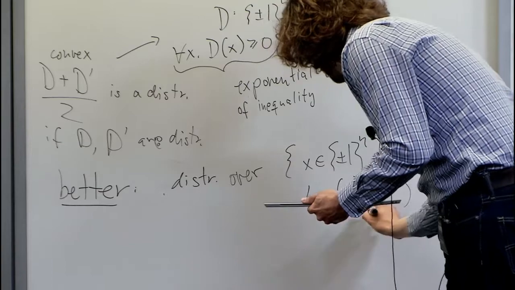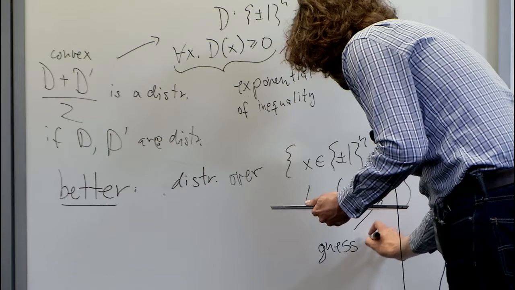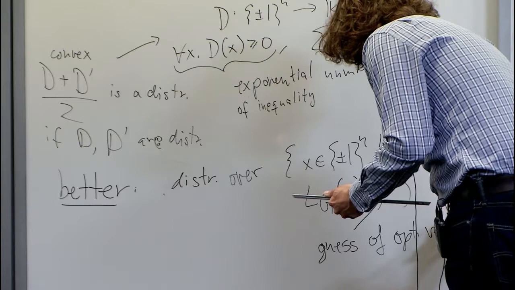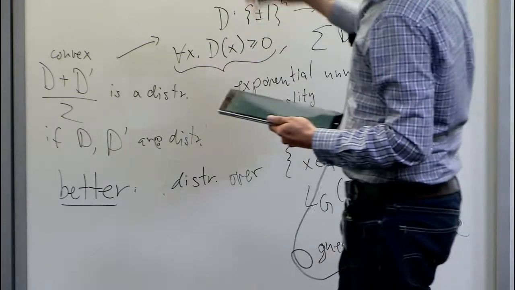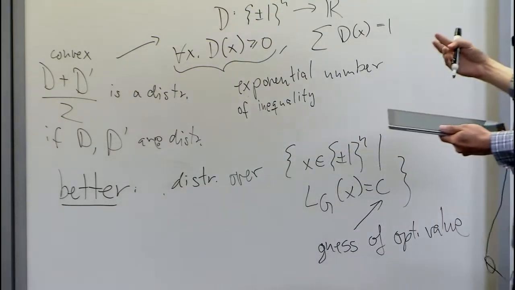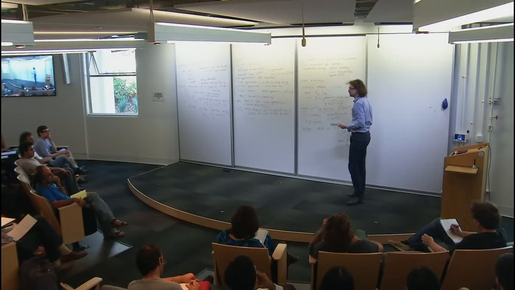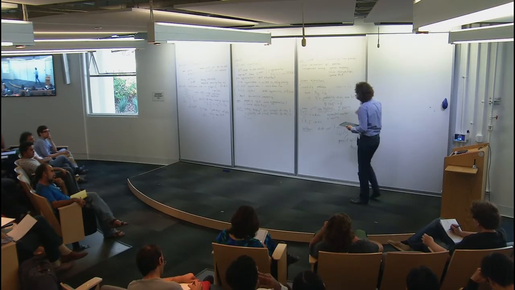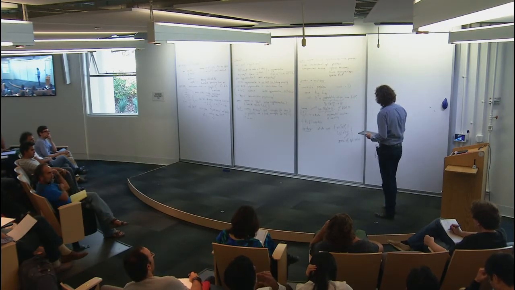Where C is some guess for the optimal value. Okay, so meaning that by convexifying, I mean that instead of finding a particular solution, what you try to do is to find a distribution over solutions. Okay. And a priori, this doesn't make things easier.